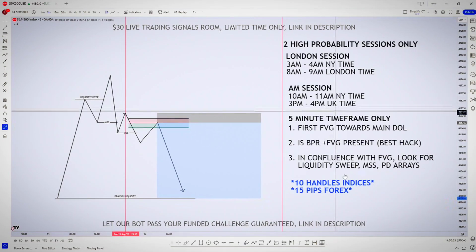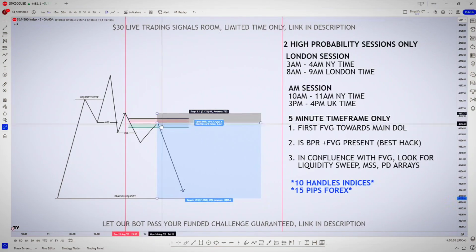And this is the entry system. This is a completely simplified version. A lot of people are overcomplicating it and they're teaching it wrong, but this is the highest probability setup, and I've refined it to give you the highest probability sessions. And as you can see over here, another refinement that I've added is the 50% of the fair value gap.